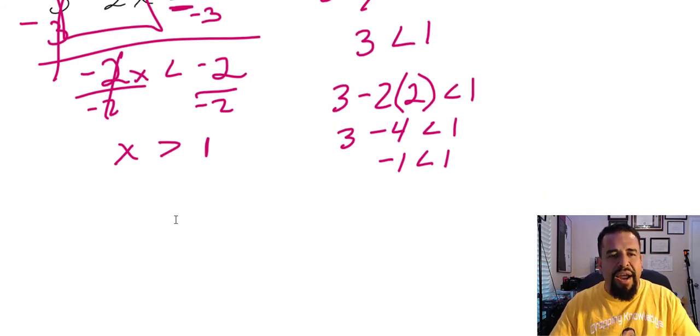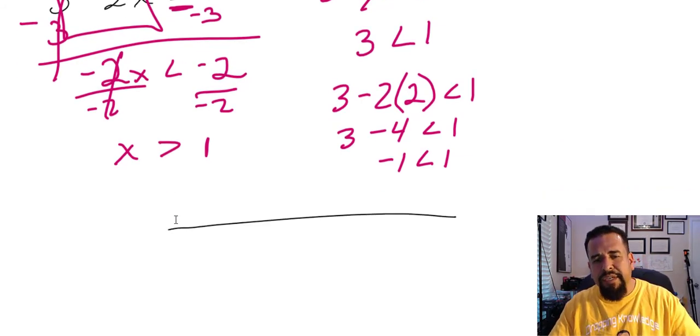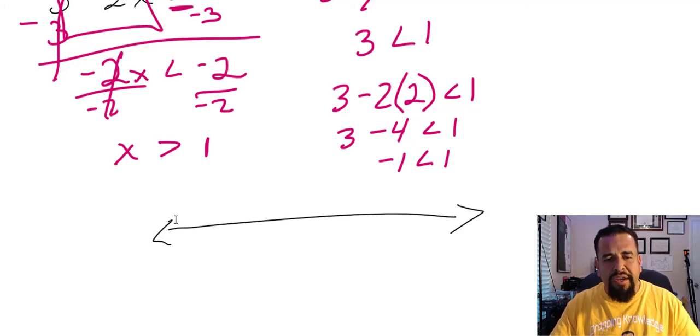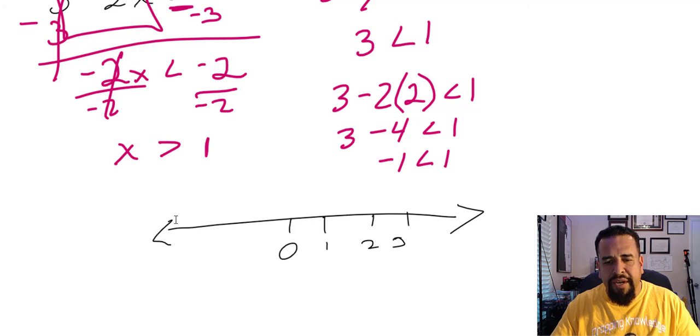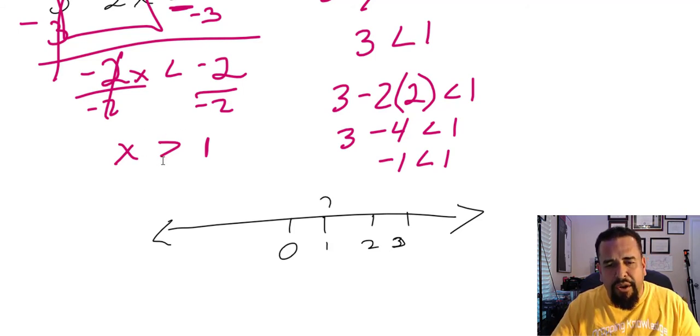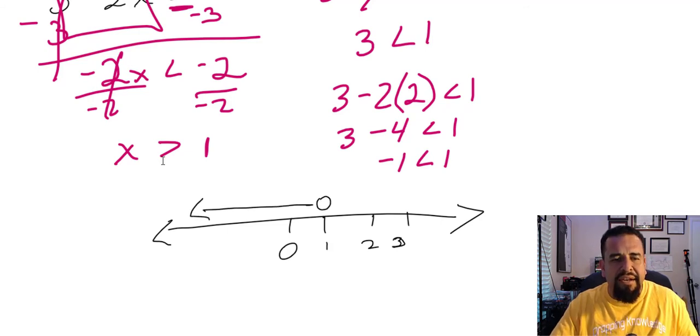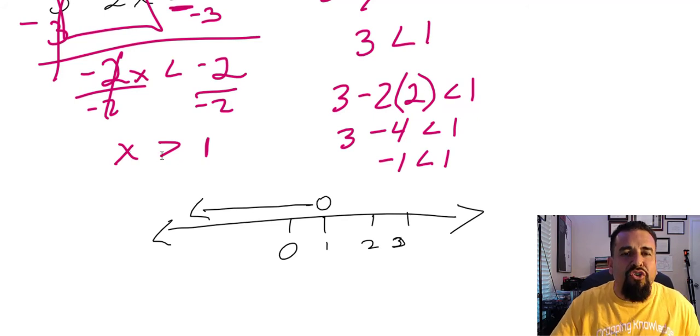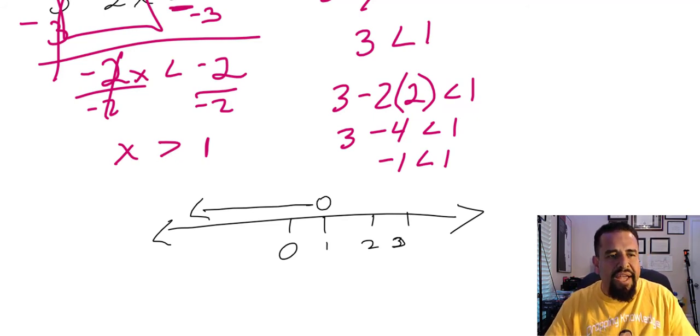Now, if I was going to graph this, it will look like this. Here's my line, and I like to always put the 0 there for some reason. And here's 1, 2, 3. That's a 3, not a backward C. And we want values that are less than 1. Well, again, it doesn't have the equal to symbol, so it's going to be an open circle. Oh, excuse me. x is greater than 1. I almost messed that up. x is greater than 1.